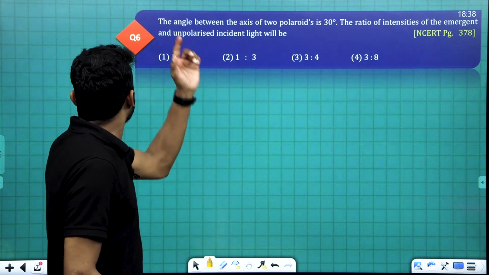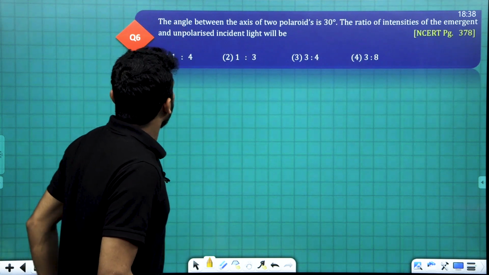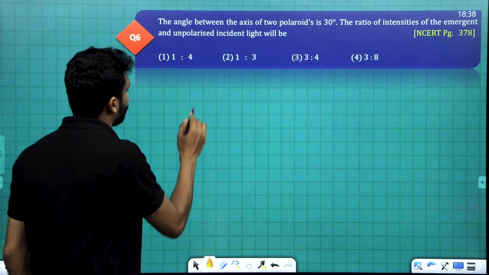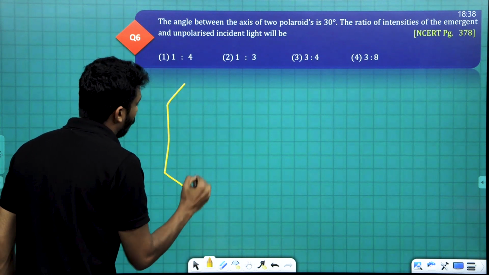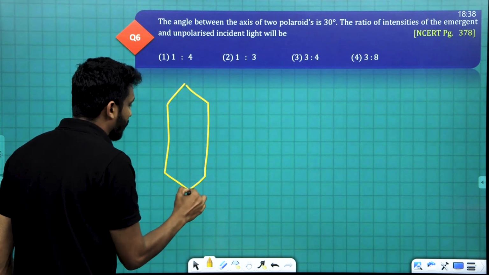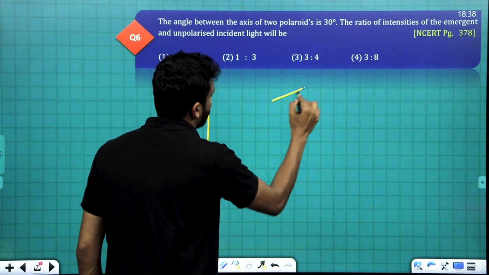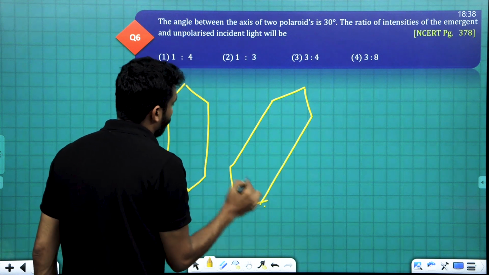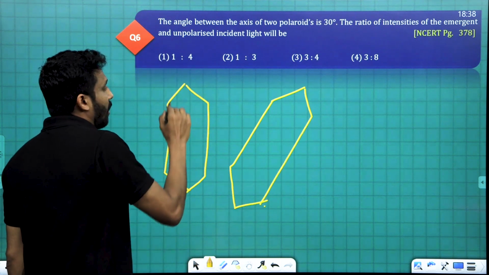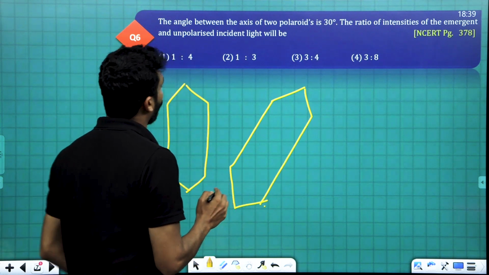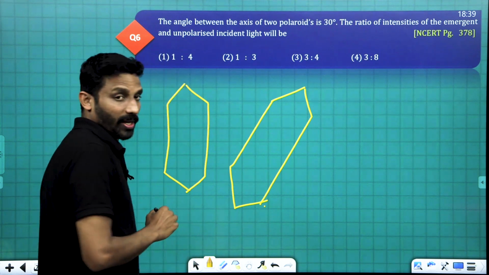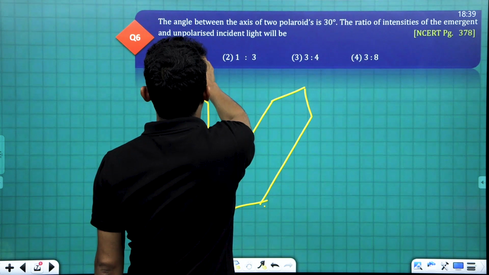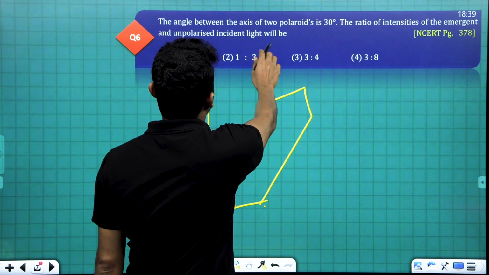Yes. The next. The angle between the axes of two Polaroids is 30 degrees. Consider two Polaroids symbolically represented like this. Their pass axes are at an angle of 30 degrees. The ratio of intensities of the emergent and unpolarized incident light will be.